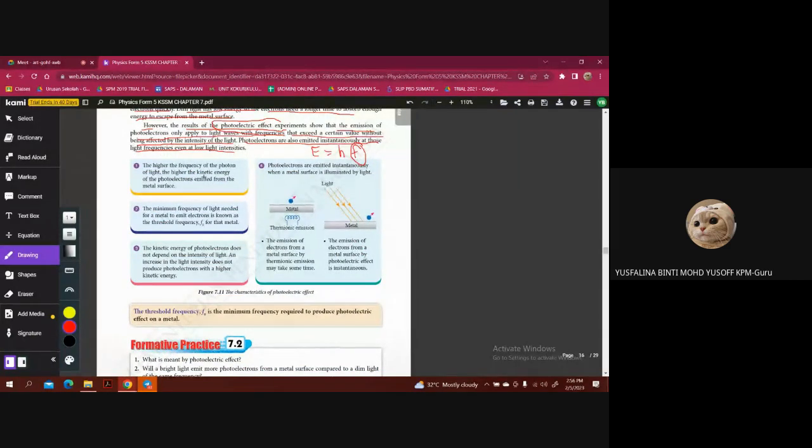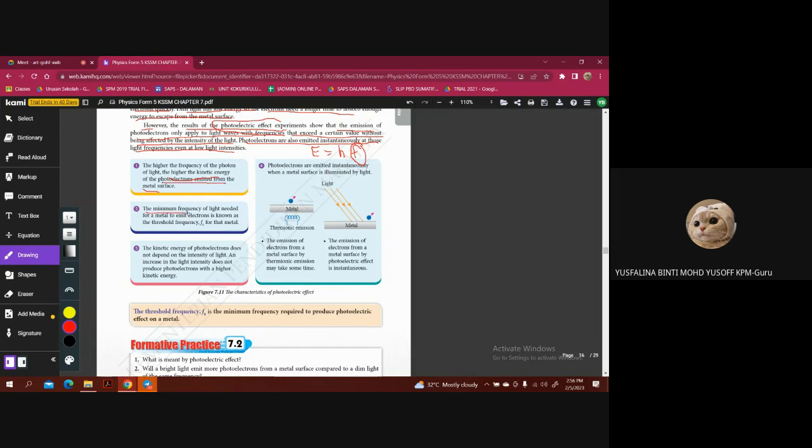So this one we learned yesterday. The frequency means how frequent the vibration is, the vibration of the electron there. So when it vibrates faster, it means the kinetic energy will also be higher. So the higher the frequency, the higher the kinetic energy of the photoelectron emitted from the metal surface.